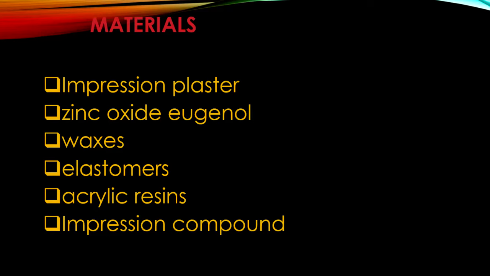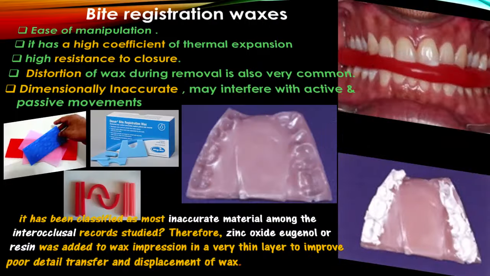طبعا we have different material used as a bite registration material. We have impression plaster, zinc oxide eugenol, wax, elastomer, acrylic resin, and impression compound. كل ماتيريال بيها property مختلفة. يعني أحاول مثل ما قلت راح أمشي سريع على الماتيريال different ماتيريال، وحتى ندخل بتفاصيل مواضيع أهم في هذا الموضوع.